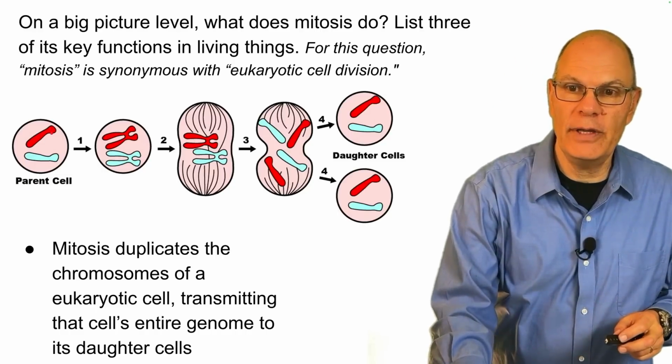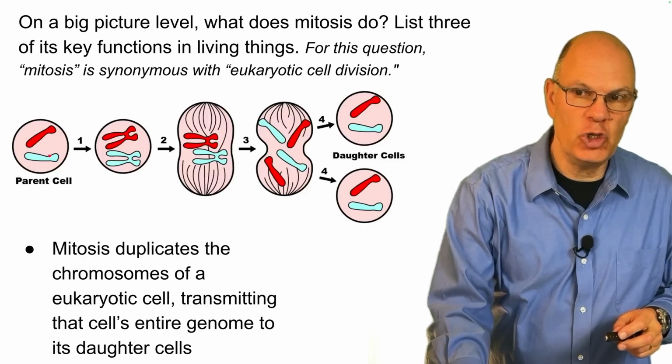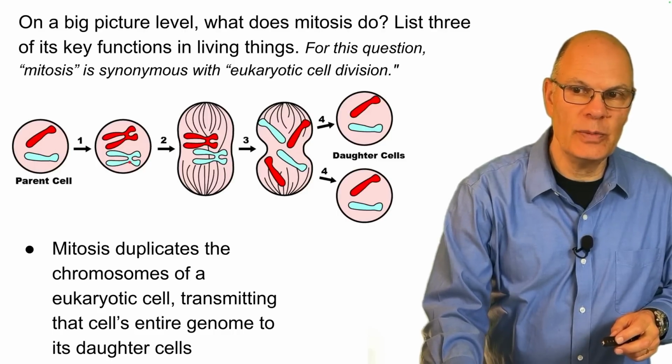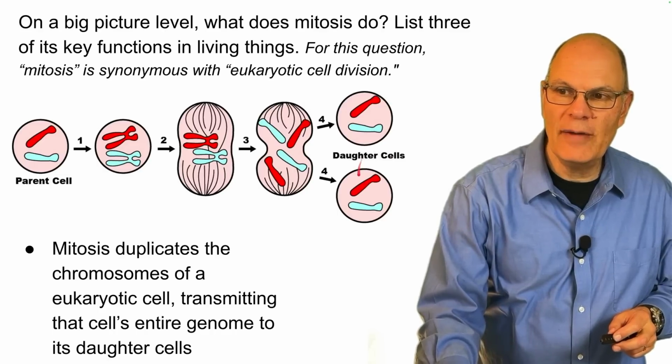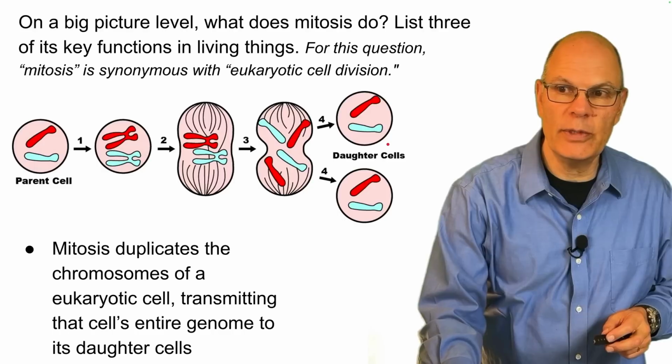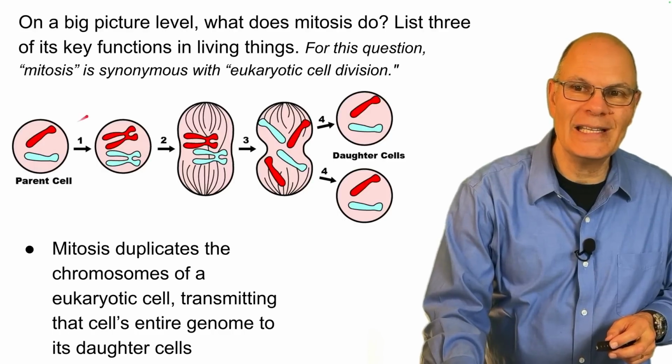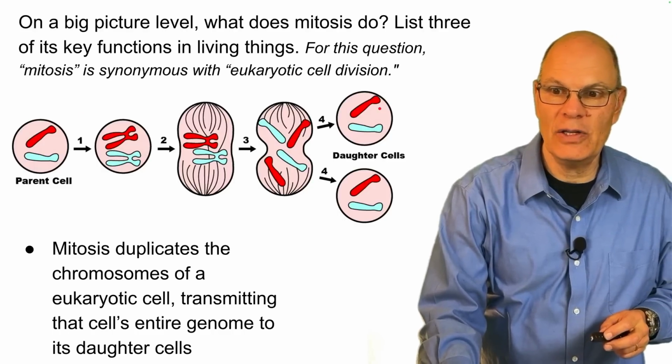So here you have the parent cell. It's got 2 chromosomes. Here those chromosomes have been duplicated. Now they're being pulled apart. And now you have daughter cells, each with 2 chromosomes. And each one is going to be an exact clone of its parent cell.